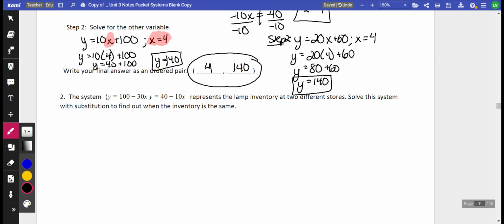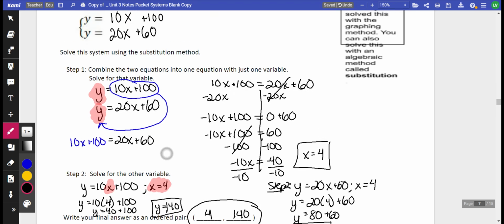Number 2, we have a system y equals 100 minus 30x and y equals 40 minus 10x that represents the lamp inventory at 2 different stores. We're going to solve the system with substitution to find out when the inventory is the same. So I'm going to rewrite that system. y equals 100 minus 30x and y equals 40 minus 10x. I use the bracket out in front, just like we had in the previous problem up here.